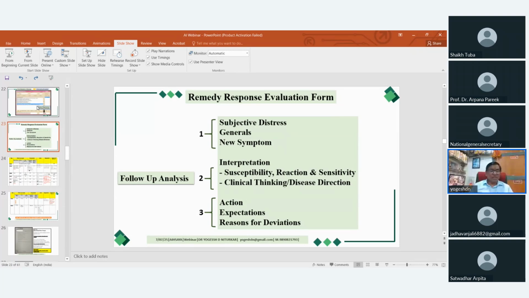It is not that this remedy is not working, so I should change the remedy. So why is this remedy not working? Whether there are obstacles on the part of the patient or there are certain errors on the part of the physician. So I should have clarity as a learner. So for that, we should have this understanding in the 1, 2, 3 follow-up analysis.